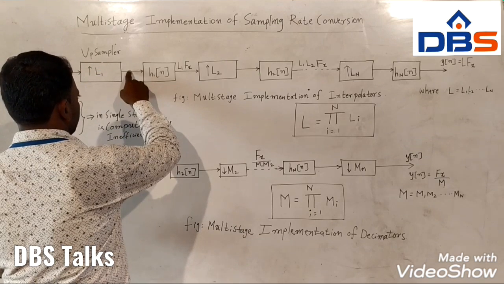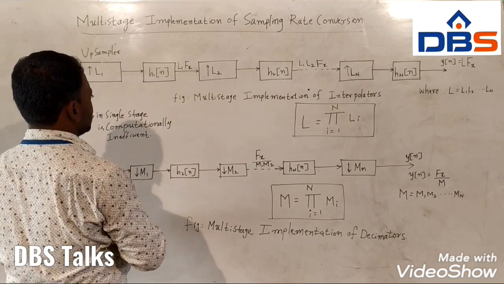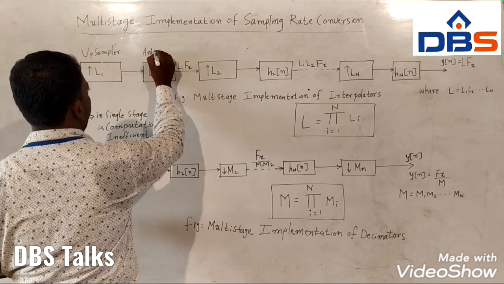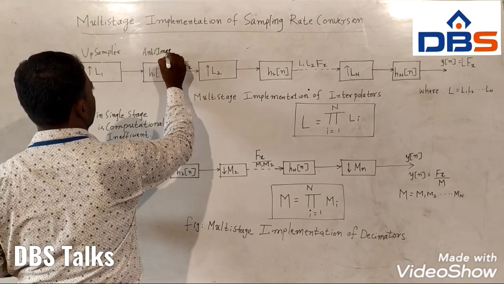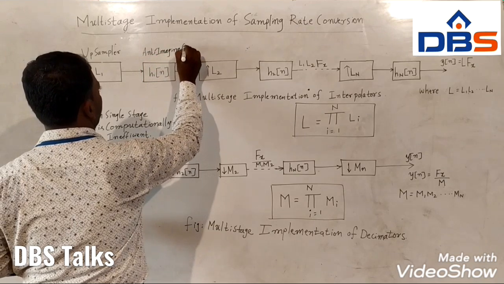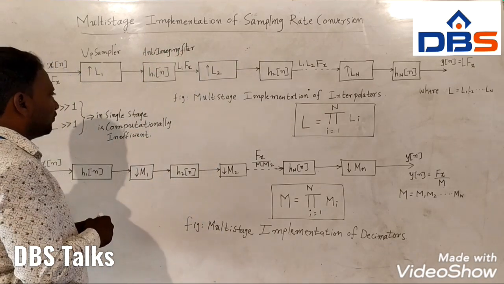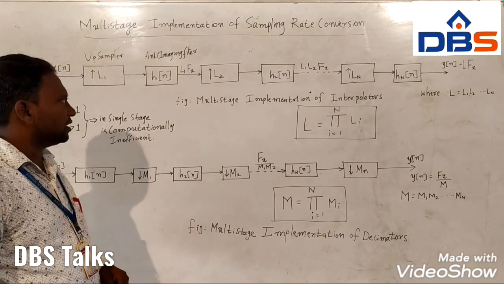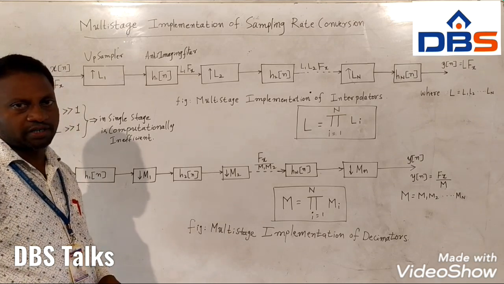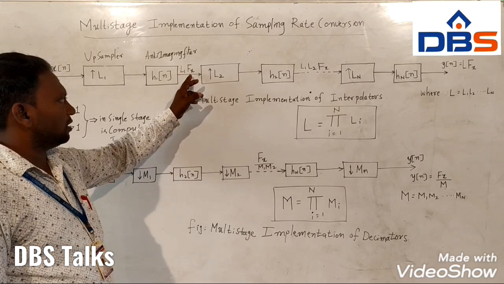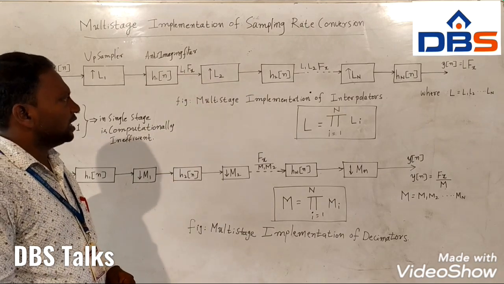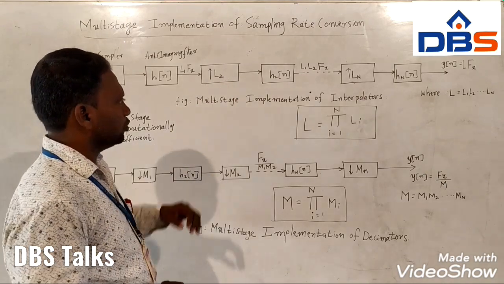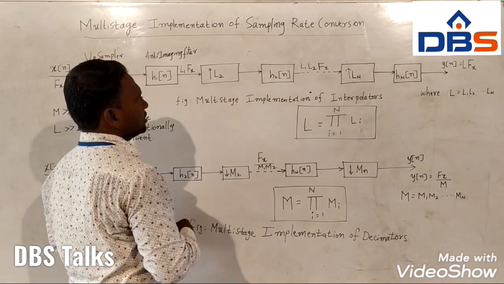So we get the upsampled signal. Now that upsampled signal is passed through the anti-imaging filter. What this anti-imaging filter does is remove the unwanted images which are replicated in the upsampled signal. Now what you get is L1 Fx, where Fx is the sampling rate of x of n. So Fx is multiplied by L1 because of this upsampling.